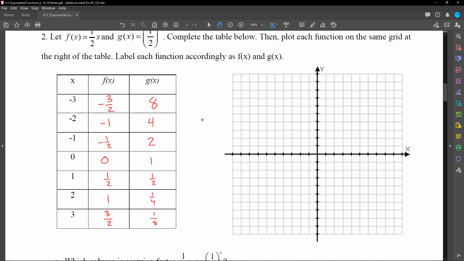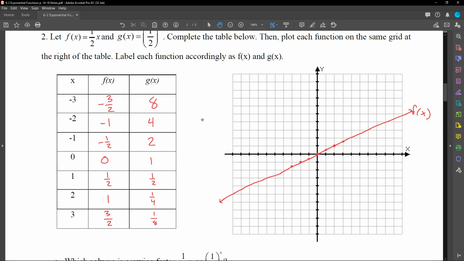So plotting these points, let's start with f of x. We have negative 3 halves, or negative 1 and a half. Negative 2, negative 1. Negative 1, 1/2. The origin, 0, 0. 1, 1/2. 2, 1. And 3, 3 halves. So let's go ahead and use your straight edge and sketch in that line. It's a line, so sketch in that line, and let's go ahead and label it f of x.